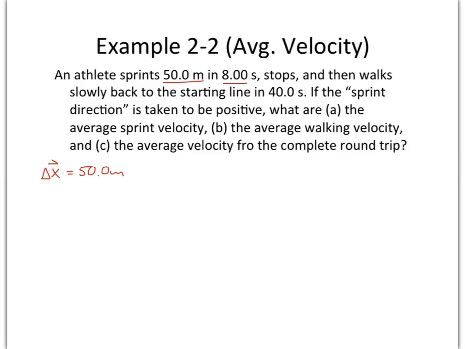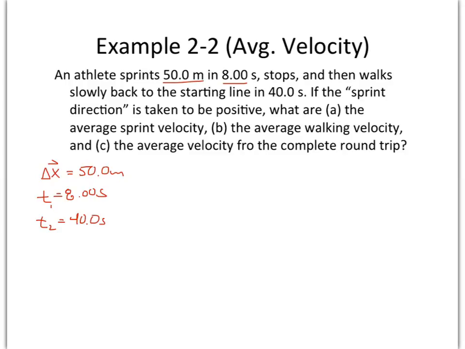That is the vector quantity of him covering some amount of ground. And the time that is elapsed equals 8.00 seconds. He stops and then walks slowly back to the starting line in 40 seconds. So we'll call time 1 that, time 2, we're going to call 40 seconds. He must be pretty winded right here because he's walking back, taking a longer amount of time.